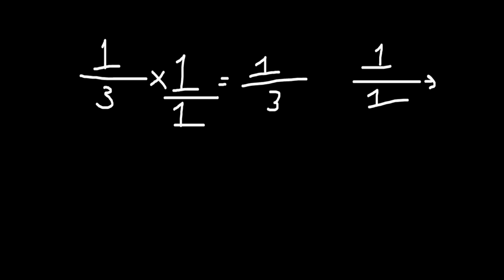So 1 divided by 1 is 1. So if we took 1 divided by 1, we'd get 1. Now, it's also true, however, that 2 divided by 2 is also 1.